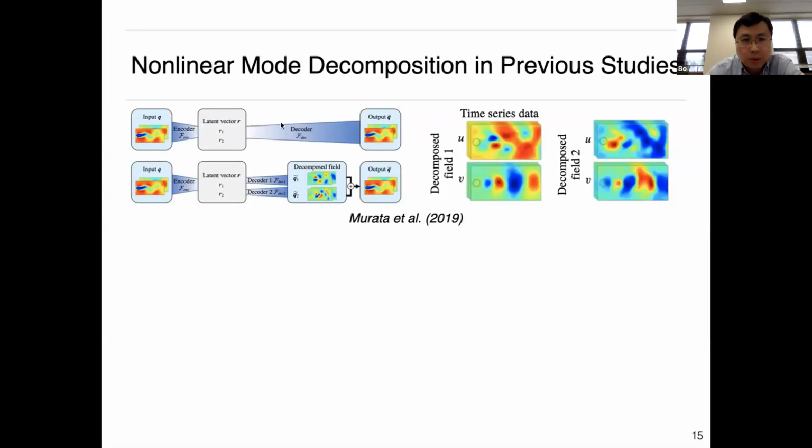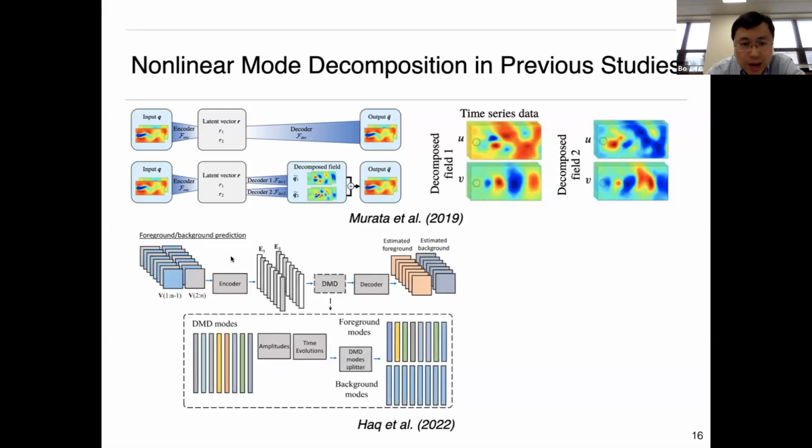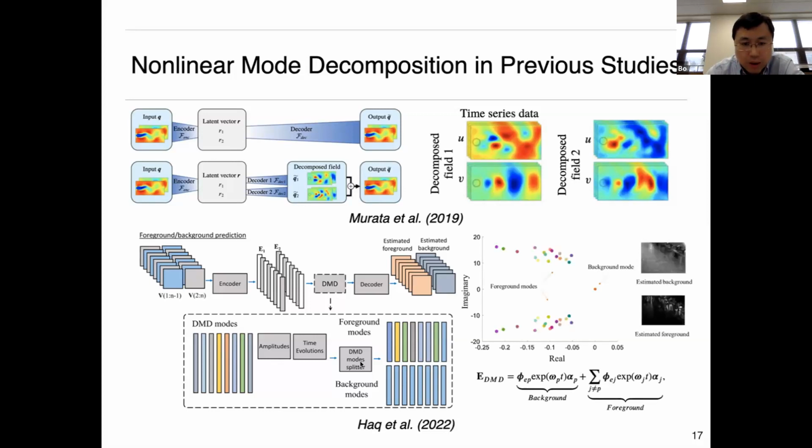Moretta et al. have performed nonlinear mode decomposition of the flow field using a mode decomposing convolutional neural network autoencoder. Nevertheless, the decomposed modes cannot be physically interpreted. Recently, Hack et al. combined DMD and autoencoder to obtain the foreground and background of sequential temporal images. The DMD modes are distinguished into the foreground modes and background mode, resulting in the DMD mode splitter. Then those foreground modes and background modes are used to obtain the foreground and background of the images through the decoder part of the well-trained autoencoder.